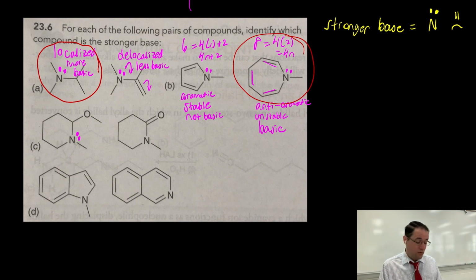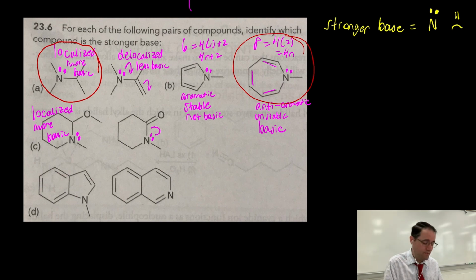Part C, this is a great problem. We have a lone pair on this nitrogen. There's no resonance structures we can draw for this. We're going to call this localized. We're going to say this is going to be more basic.